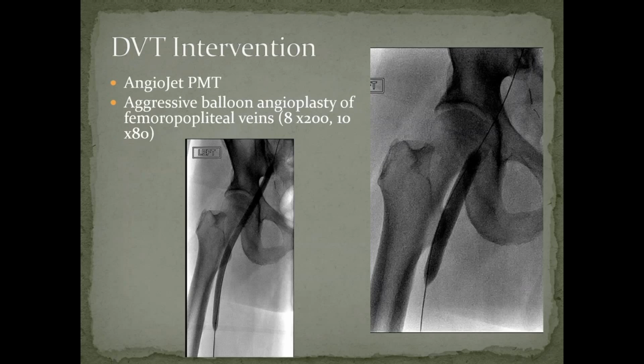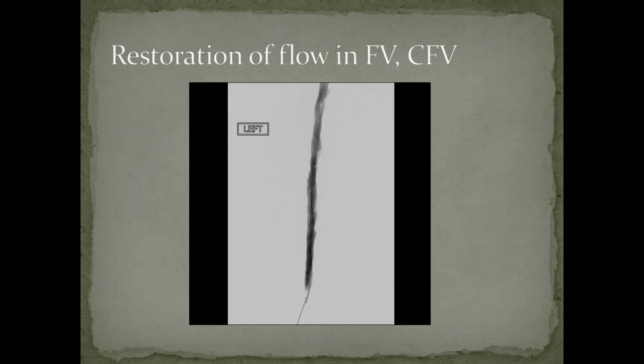We used AngioJet thrombectomy followed by adjunctive balloon angioplasty. As I mentioned before, unlike the peripheral arterial distribution, we use much larger balloons. We use an 8.0 by 200 balloon for balloon maceration post-AngioJet, followed by a 10.0 by 80 balloon. We would never use a 10.0 balloon in the superficial femoral artery except under maybe very strange, rare circumstances, but this is almost always done in the DVT world.